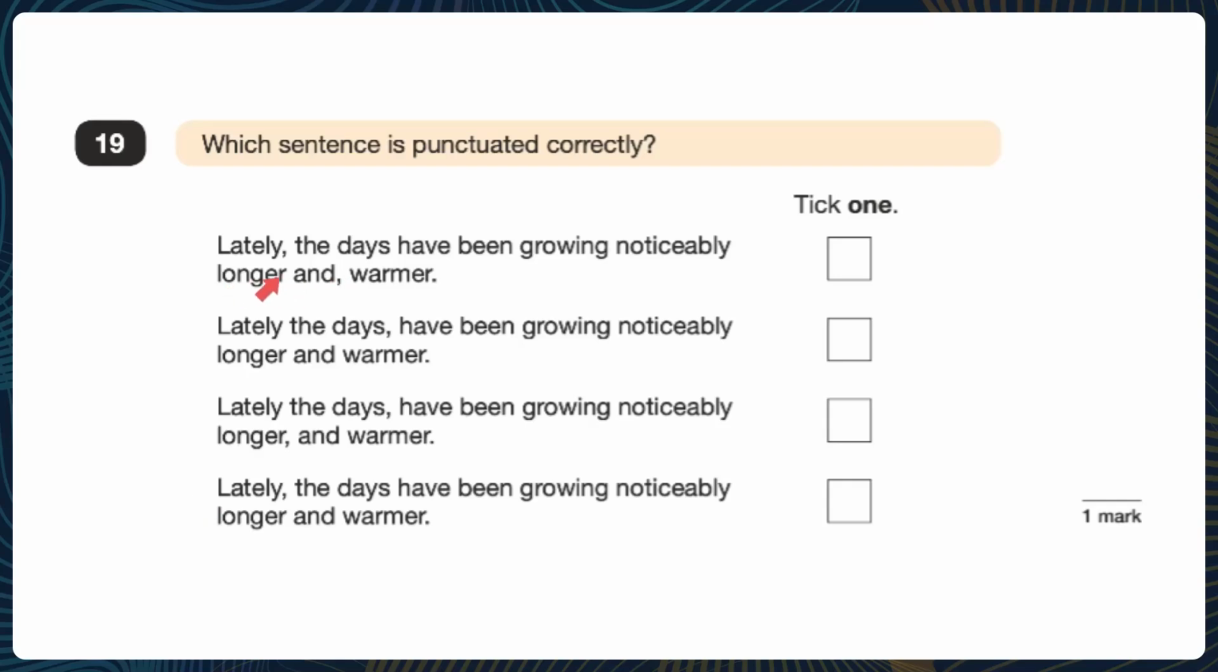Okay, so straight away I'm leaning towards these two. And when I look at this first sentence, the position of this comma just tells me that this is wrong. Lately, the days have been growing noticeably longer and warmer. It doesn't really read well, and we can see that that's in the wrong position. You don't ever really see this. So if we read the last one, lately, the days have been growing noticeably longer and warmer. Again, that reads really well. So very simple. We've got the fronted adverbial marked, tick. Job done, point or mark secured.